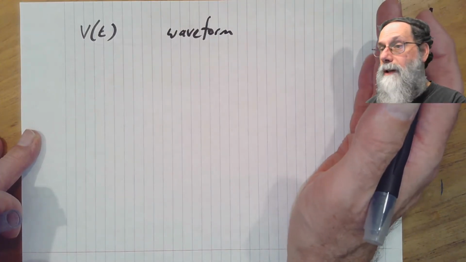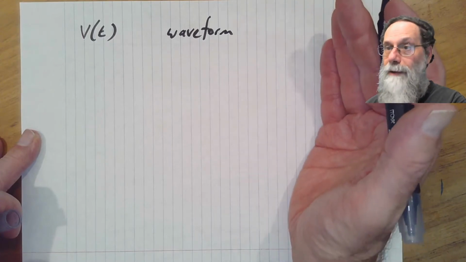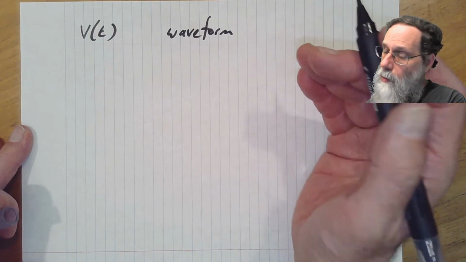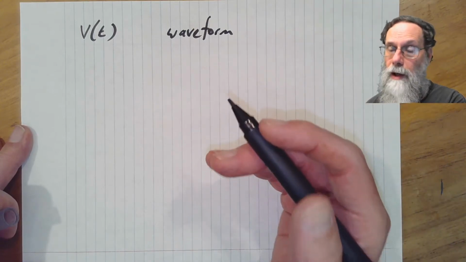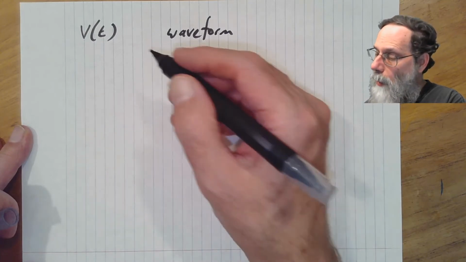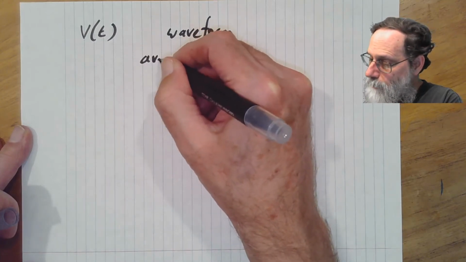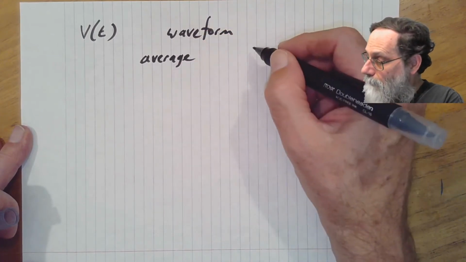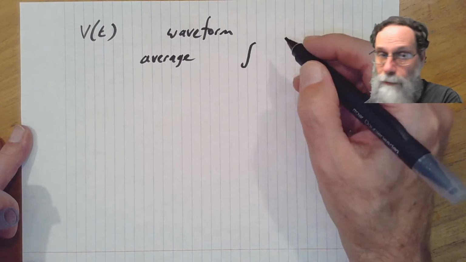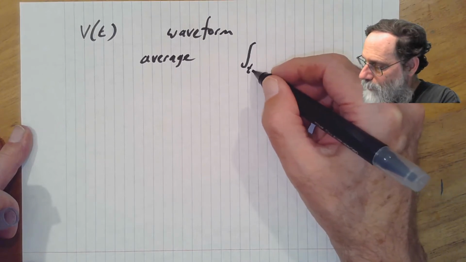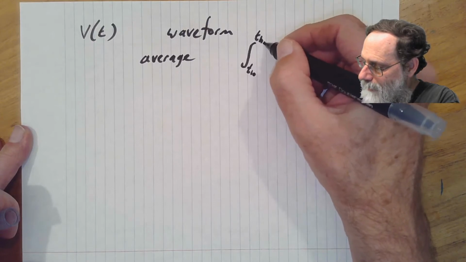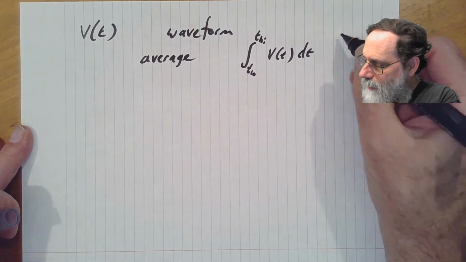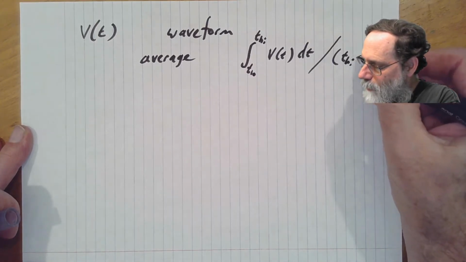Now, if we're looking at continuous time, that's an infinite amount of information. Not necessarily the easiest thing to deal with. So we often look at summaries of the information. One that we often look at is the average. And mathematically, that would be the integral from some low time to some high time of the voltage with respect to time, and then divide it by the time that we're averaging over.